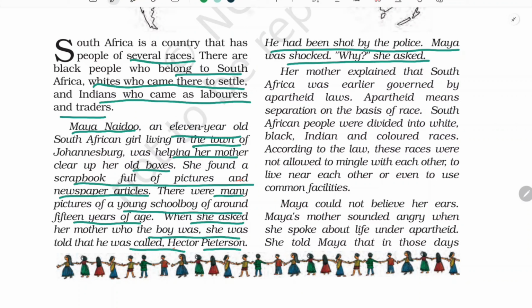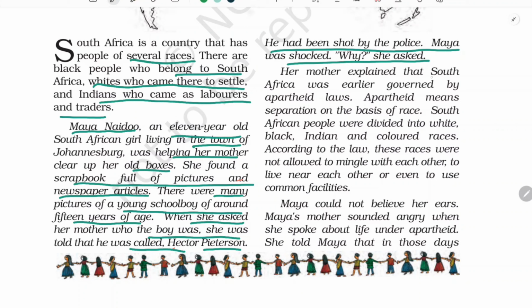Maya was shocked. Why? she asked. So while cleaning up their old boxes, they found certain pictures, an old scrapbook and various newspaper articles. When Maya asked who he was, her mother replied he was Hector Peterson and he had been shot by the police. Maya was shocked and wanted to know the reason why Hector Peterson was shot. So her mother explained.